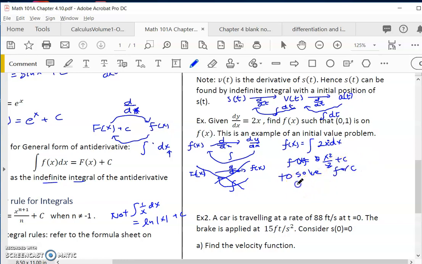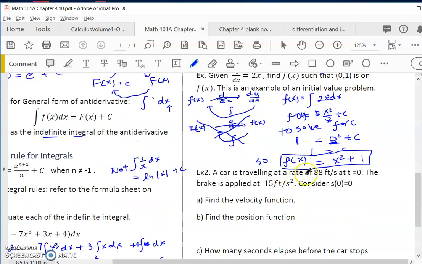To solve for c, plug in (0, 1). So 1 is 0 squared plus c. Oh, c is 1. So now I can write f of x as x squared plus 1, and this is the answer. I solved an initial value problem. Basically, it's doing an integral of the one that has the derivative, and then solving for c. Whenever it is an initial value problem, you solve for c.